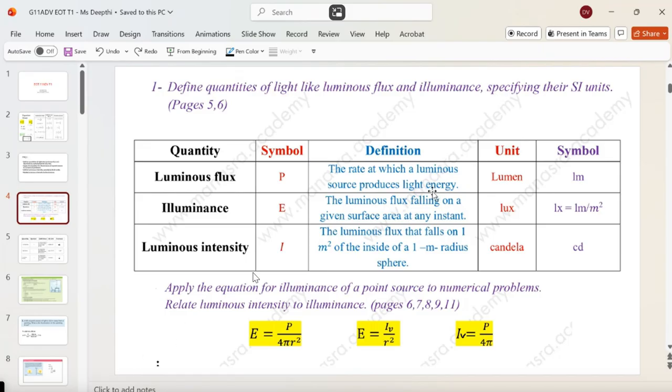Use light energy. So if you have a bar. 6, 7.